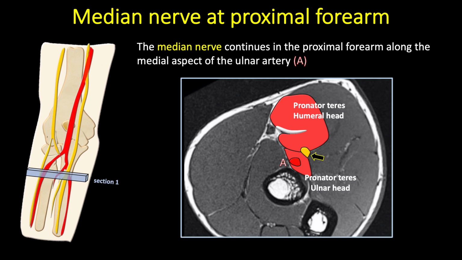Now let's look at the course of the median nerve at the level of the forearm. In the upper part, we can use the ulnar artery as a landmark, as the median nerve continues in the proximal forearm along the medial aspect of the ulnar artery. Then, more distally, the median nerve courses between the two heads of the pronator teres muscle, the humeral head and the ulnar head.